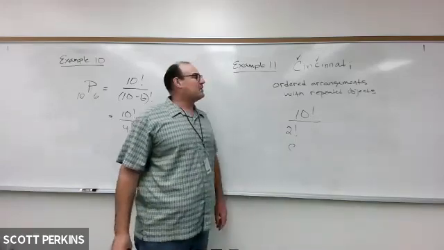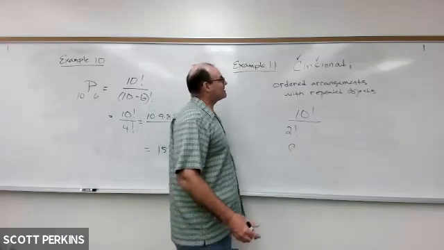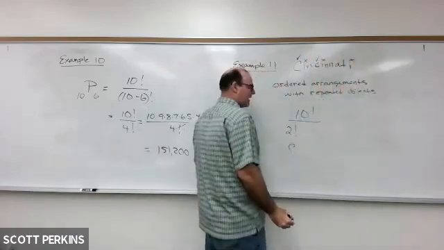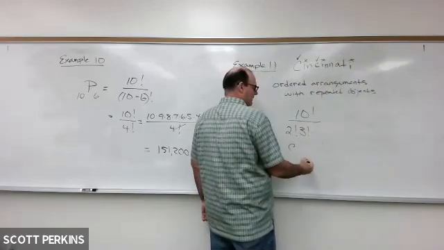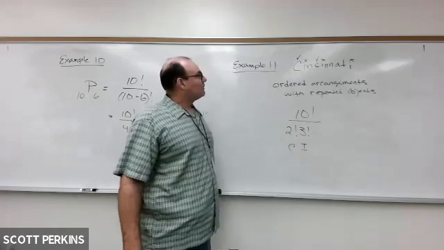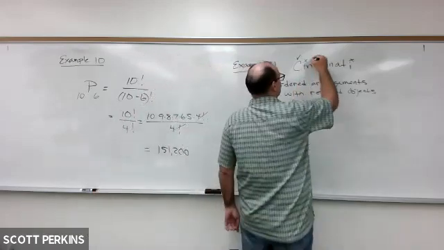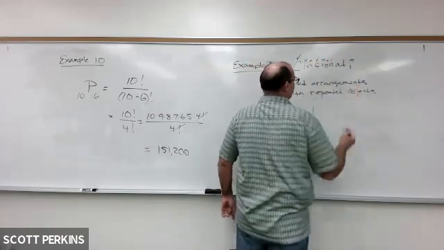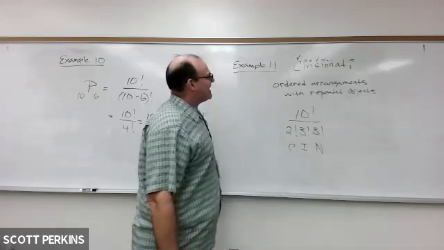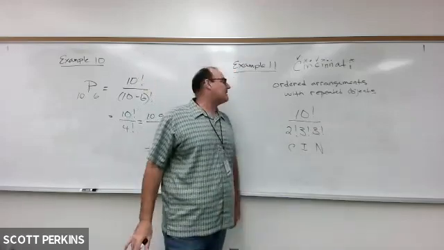What other letter is repeated in Cincinnati? I. How many I's do we have? Okay, we got 1, 2, 3, you're 100% correct. So I'm going to divide by 3 factorial down here, and that's for the I's. What else is repeated? N's, I got 1, 2, 3 of those. So 3 factorial, that's for my N's. And then that just leaves that A and that T, so those are not repeated at all.